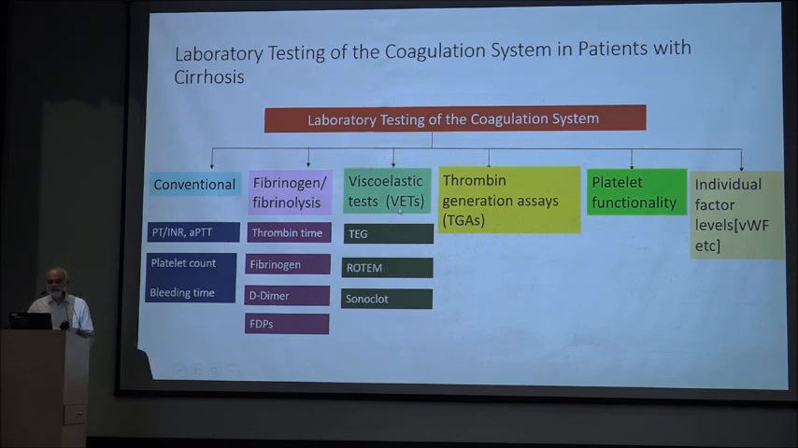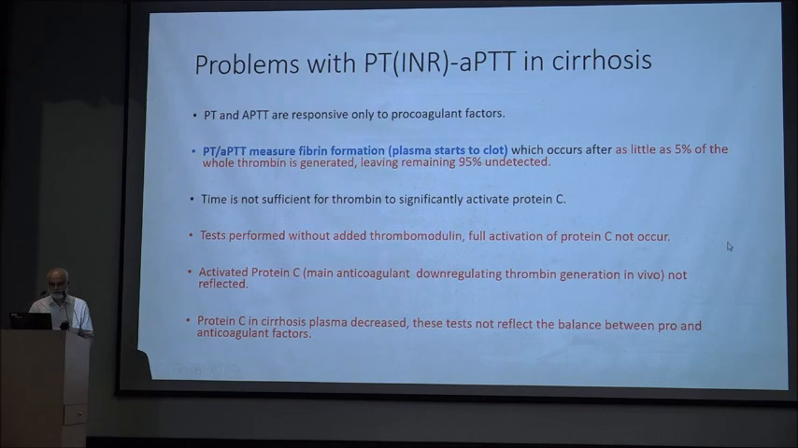Then we have viscoelastic tests, which are in vogue these days, which are TEG, ROTEM and Sonoclot. Then we have thrombin generation assays, which are considered to be the gold standard, which can be done with and without thrombomodulin. Then there are platelet functionality assays, platelet function tests. There are various methods we will see. Then we can assess individual factor levels also, von Willebrand factor, factor 2 and other factors.